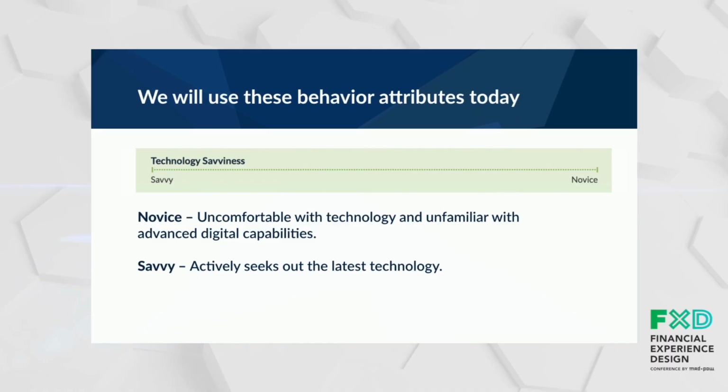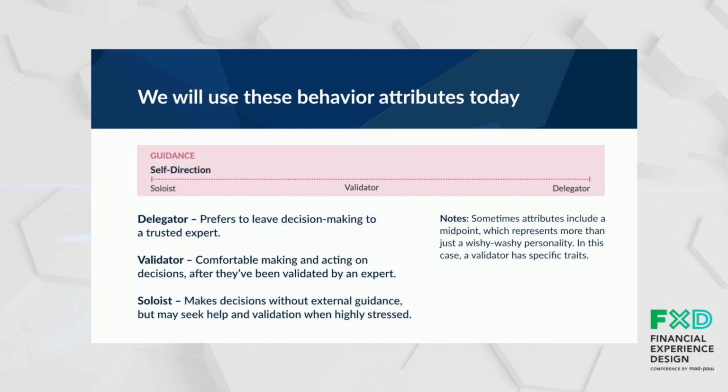The second attribute is tech savviness. So again, self-explanatory, someone who's very tech savvy, someone who's not so much. We have a second cluster or grouping, guidance, and in this case there's self-direction, another one that has this midpoint. So you have the soloist: I can do anything on my own, I don't need anyone holding my hand. You have the delegator: I just want someone to do it for me. And then right there in the middle is the validator, who wants to take in some information and have a little bit of control and choice, but wants to make sure that an expert sees what they do before they make that actual decision.